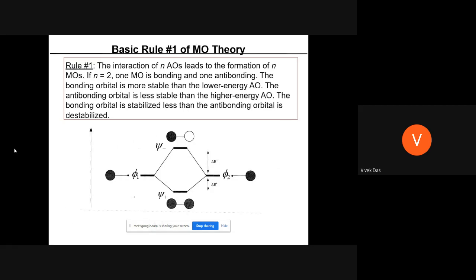So there are a few basic rules of molecular orbital theory. This rule I told you already: the interaction of n atomic orbitals leads to the formation of n molecular orbitals. So the number of atomic orbitals is equal to the number of molecular orbitals. And the bonding orbital is obviously more stable, lower in energy. This also I told you. And the anti-bonding is less stable, higher in energy than the atomic orbitals.